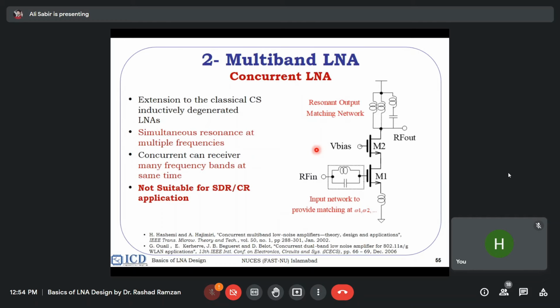So let's see some example. Here you have a concurrent LNA. So you see here you have one resonance network, and the second resonance network is this inductance with the CGS included. And similarly, you have two resonance networks here. One is a series resonance, other is a parallel resonance. So now you will have one band and second band, and LNA will be amplifying at both the bands.